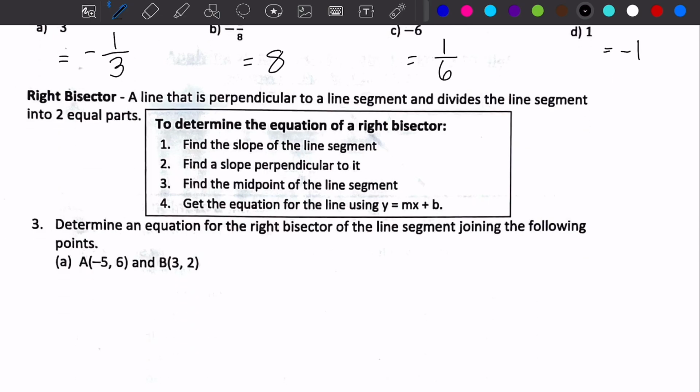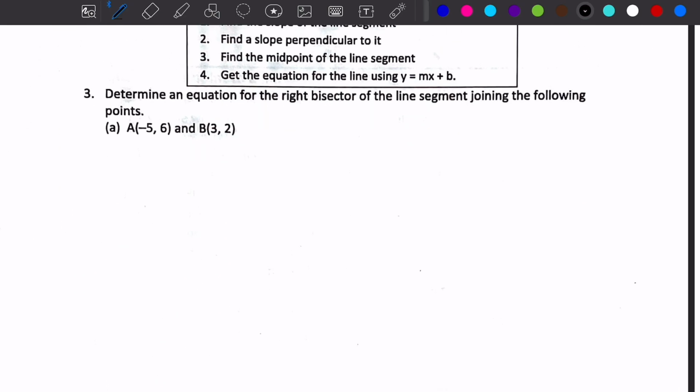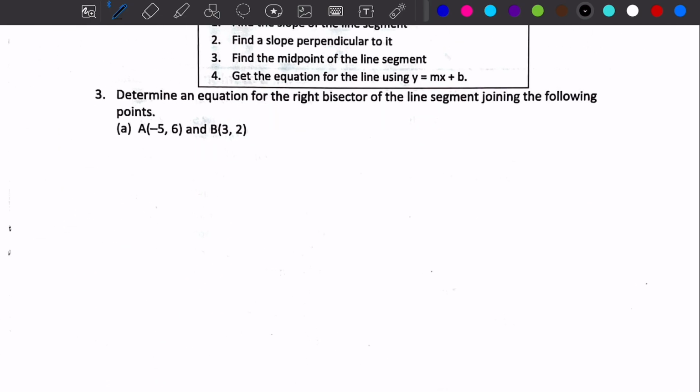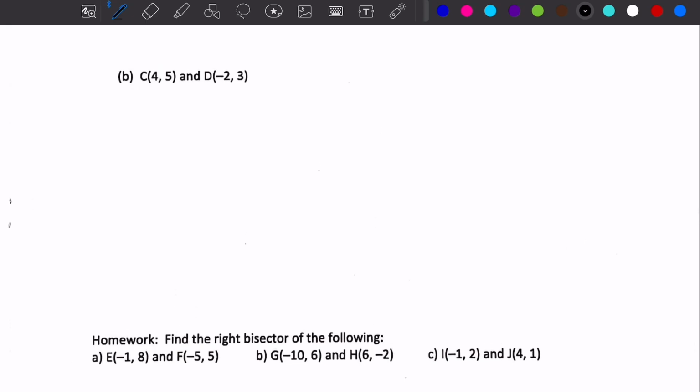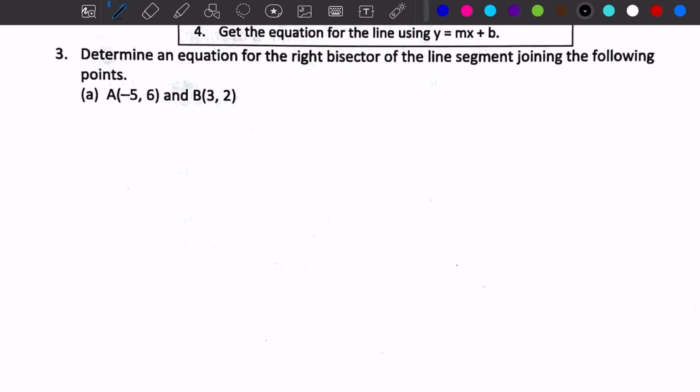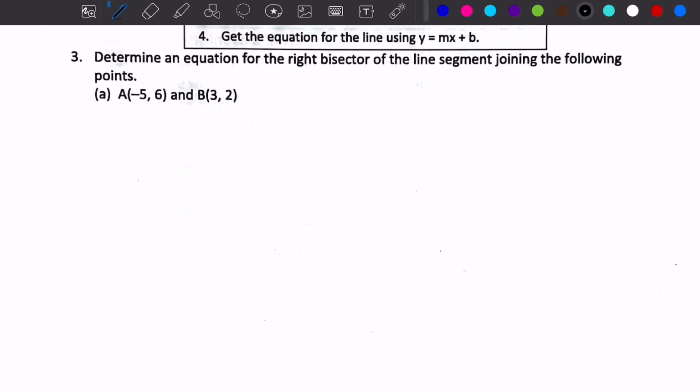So the last thing that we're doing today, I'm just going to do this one to walk you through it. And then you're going to do B to practice, and then you've got this homework here where you're going to practice. So bear with me for the 5 minutes that's going to take to do this question, because this is the only new thing that you're being introduced to.